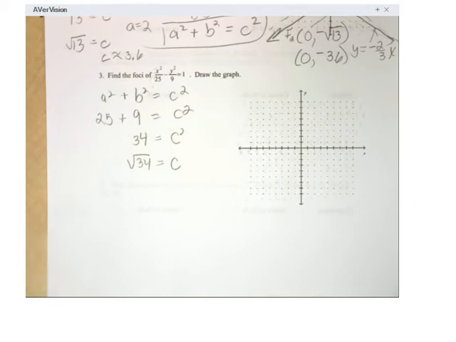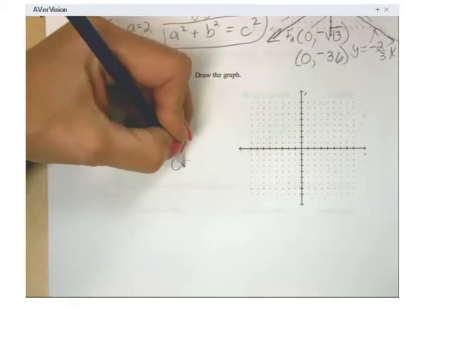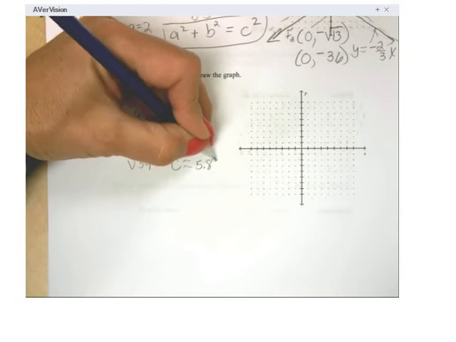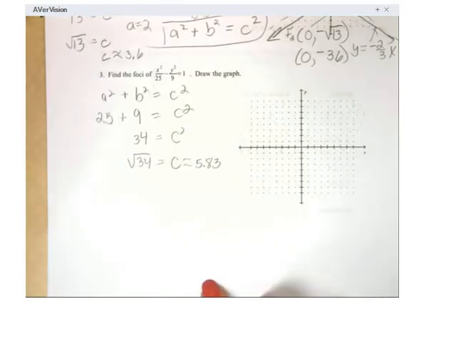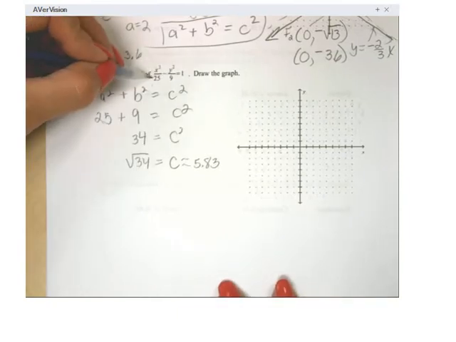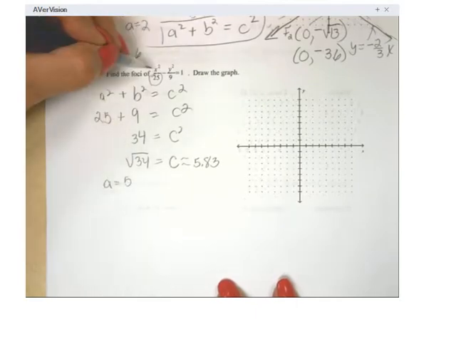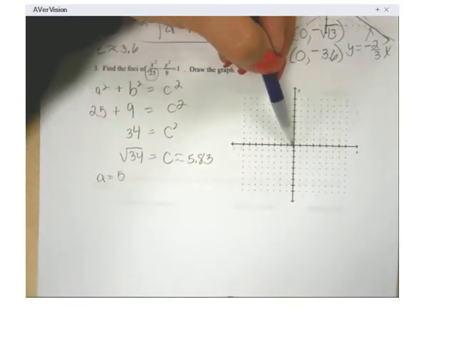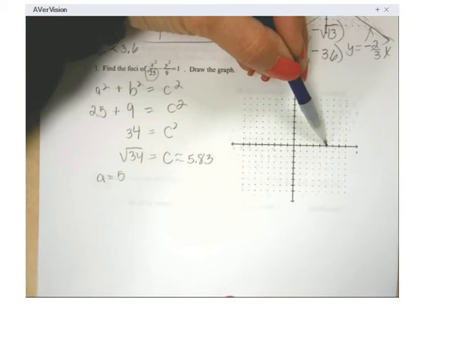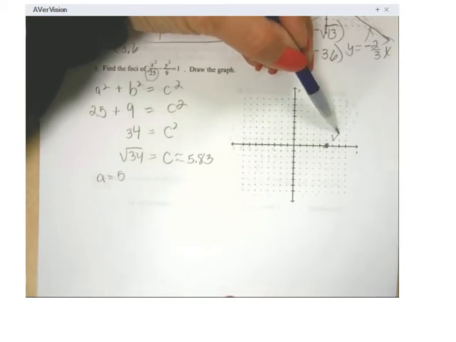So I know c squared is going to equal 34. So c is going to be the square root of 34. And let me get a quick decimal approximation for that. Square root 34, about 5.8. I can give you more decimals, but it's going to be hard to graph that accurately. Now, we're ready to graph.